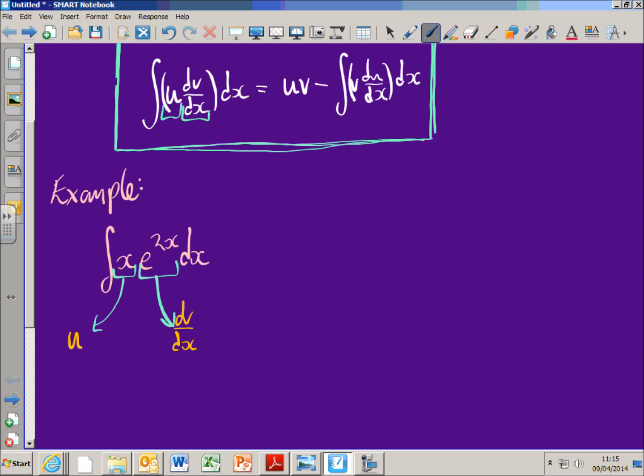What I'm going to do is write down all the things I need for the equation. I need a u, a v, and a du dx. So we're saying that u equals x, and so du dx must be equal to 1. I'm also going to write down, we pick dv dx to be e to the 2x, and I'm going to need v in the equation there. So can you tell me what v is? Can you integrate e to the 2x?